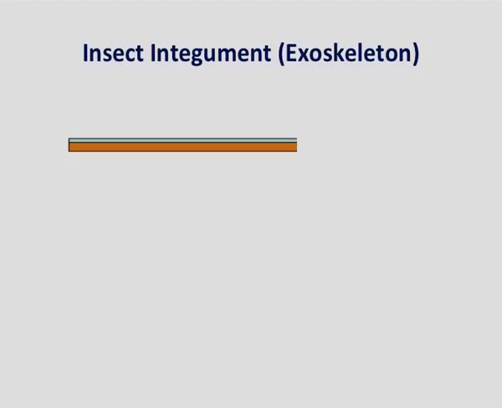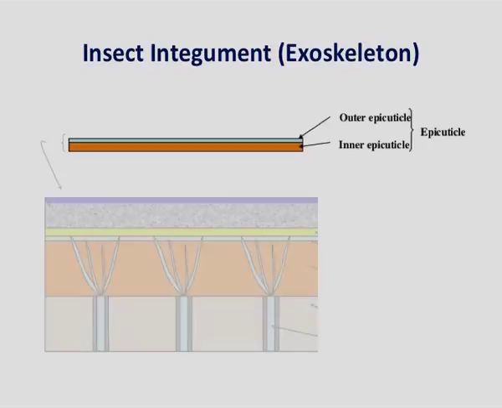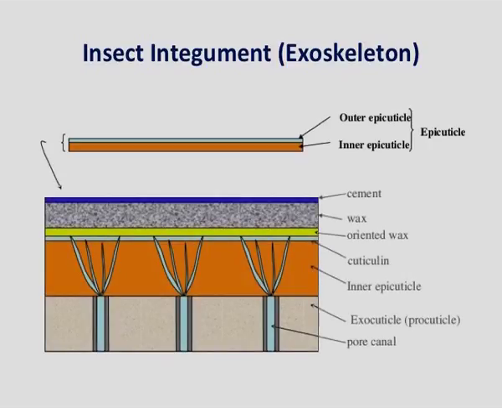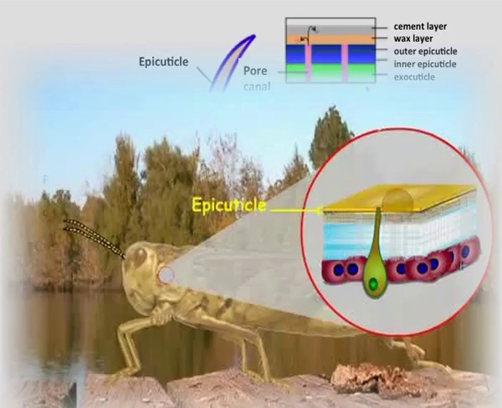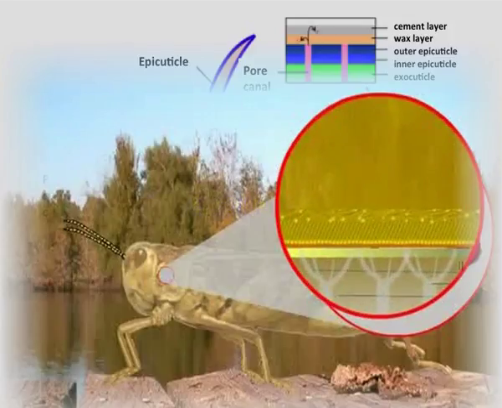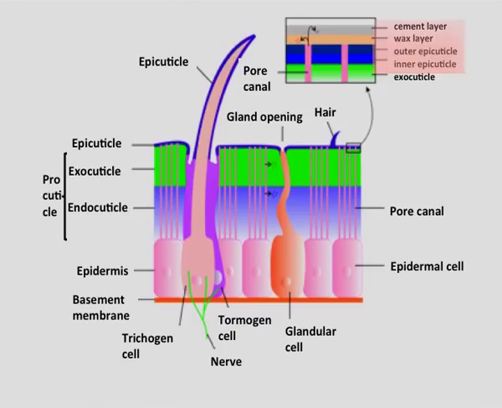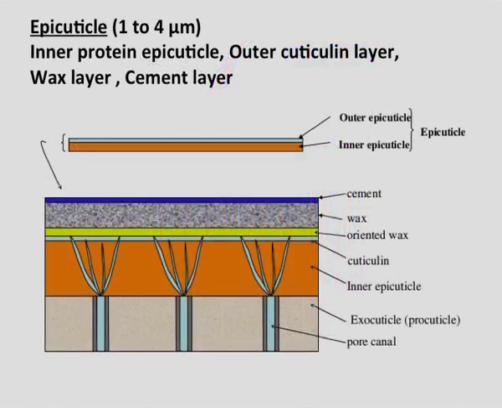In the cuticle, the first one is the epicuticle, and it is a multi-layer with 4 layers. As I already told you, the integument is a stratified structure, so it has different layers, formed one by one. The 4 layers of the epicuticle are the inner protein epicuticle, the outer epicuticle layer, the wax layer and the cement layer. The thickness of the epicuticle is 1 to 4 micrometers.